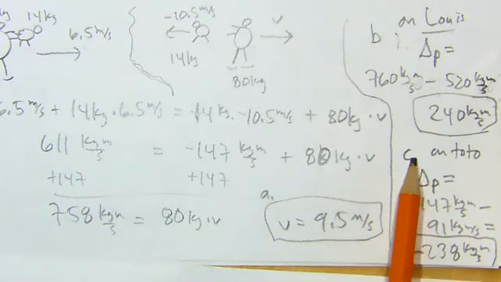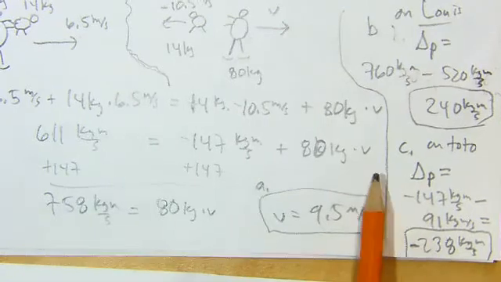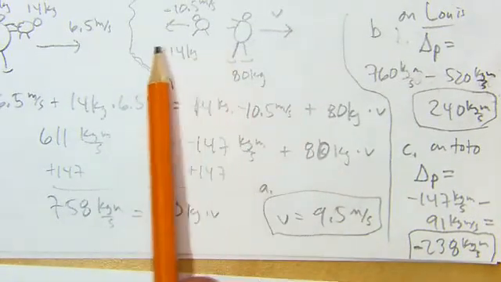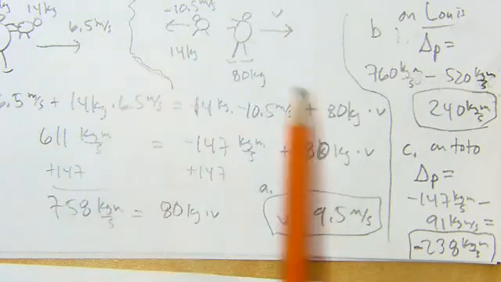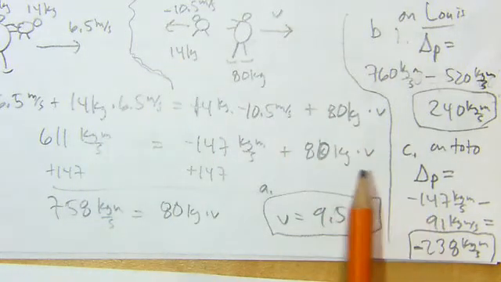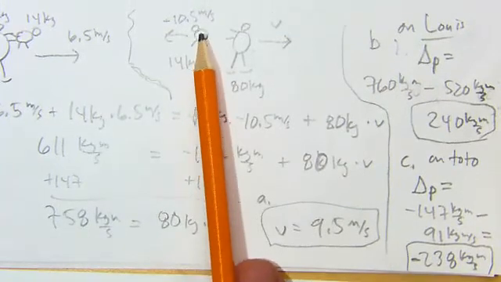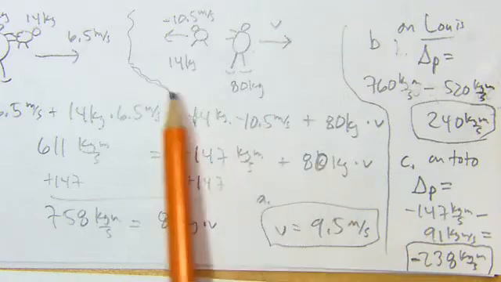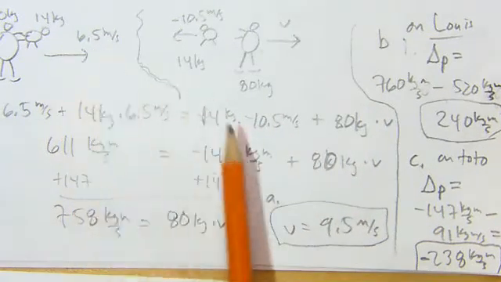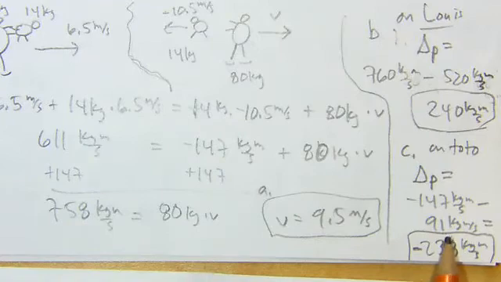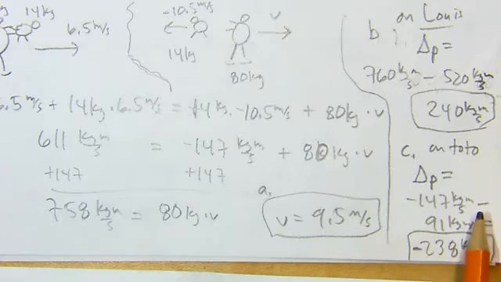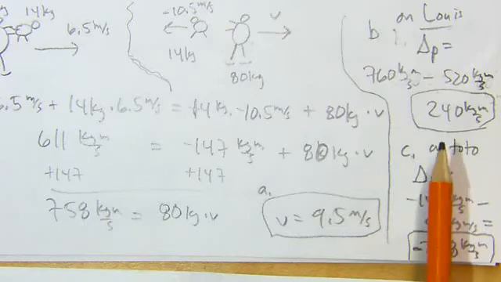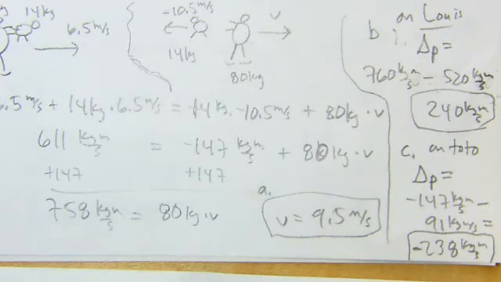Now for the dog, same idea, find the momentum of the dog here, and then find the momentum of the dog here, and I'm going to subtract those. So here I did -10.5 times 14, -147. And then here I did 14 times 6.5, got 91. So I subtracted those, so it's a negative minus a positive, so actually it came out to -238. These should come out the same. The reason they're different is because of rounding.